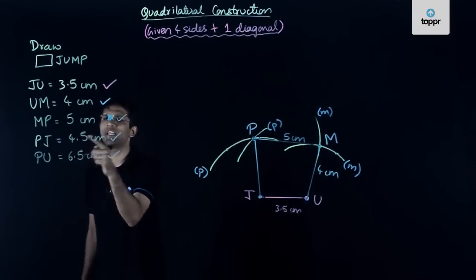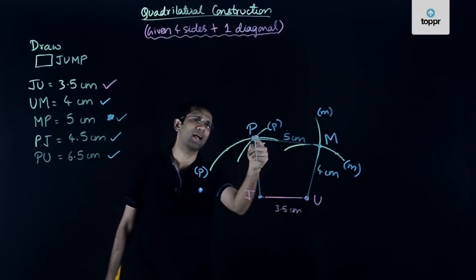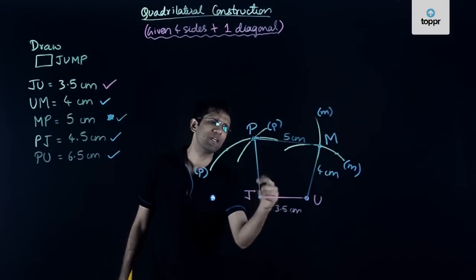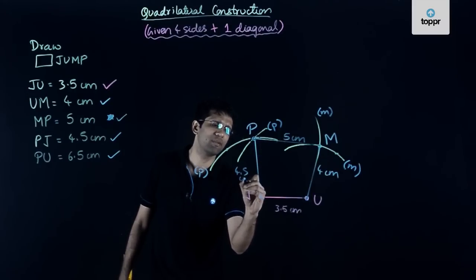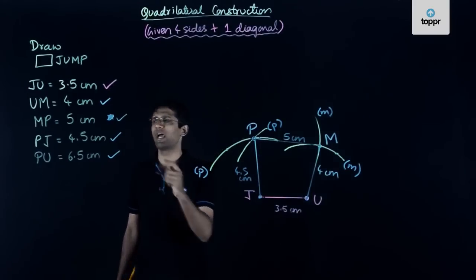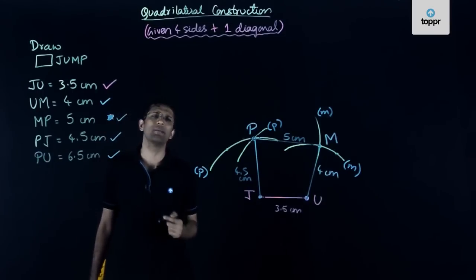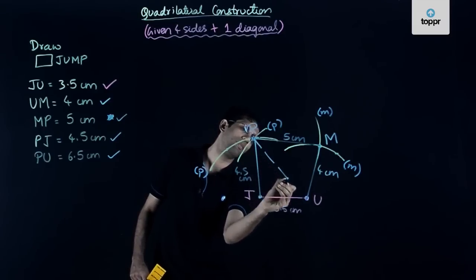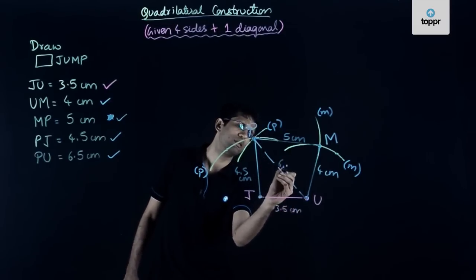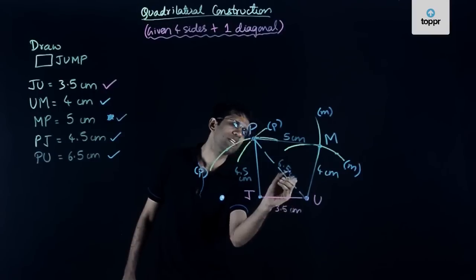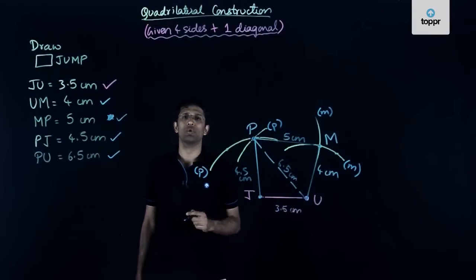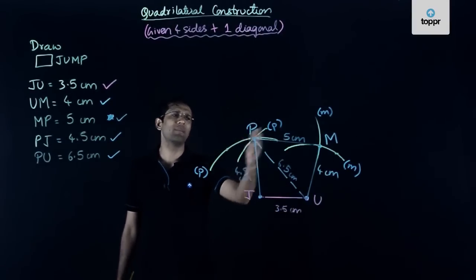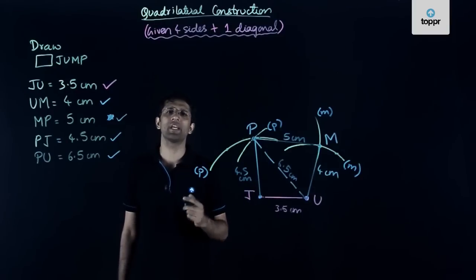Likewise, we know that PJ is 4.5 centimeters, so let us write that as well. We know that this distance PJ is 4.5 centimeters. And finally, we have PU equal to 6.5 centimeters. So we will now draw this diagonal between points P and U and label it as having the length 6.5 centimeters. So we've now drawn the quadrilateral and labeled the correct dimensions, which brings us to the end of this question.